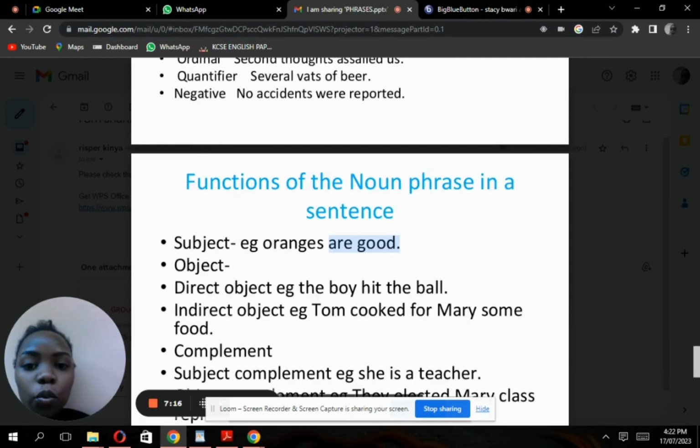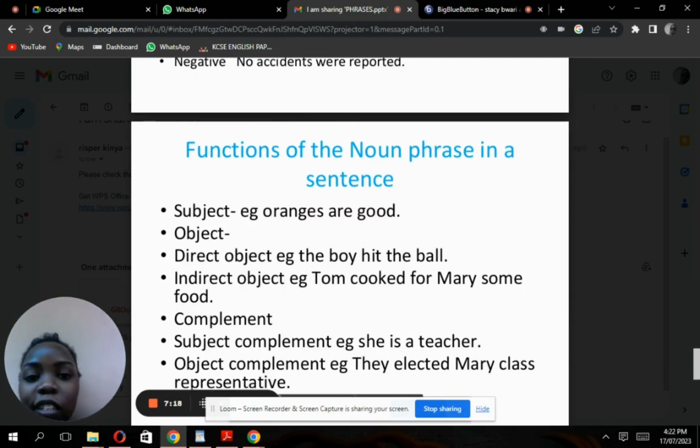We're also going to look at the functions of the noun phrase in a sentence. The first one is the subject. A noun phrase can be a subject. For example, oranges are good. The subject there is oranges. Object, direct object, for example, the boy hit the ball. The direct object there is the ball. Indirect object: Tom cooked for Mary some food. The indirect object there is Mary.